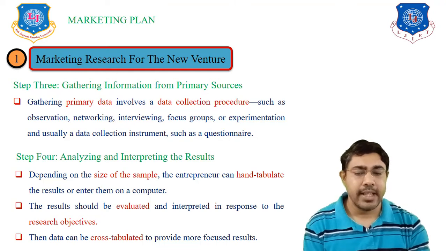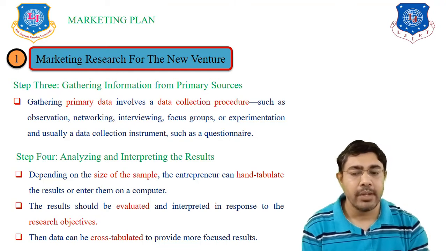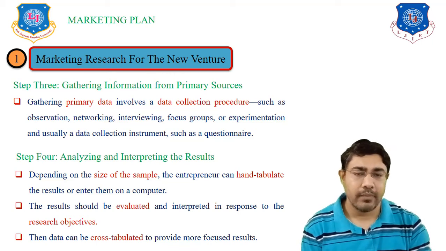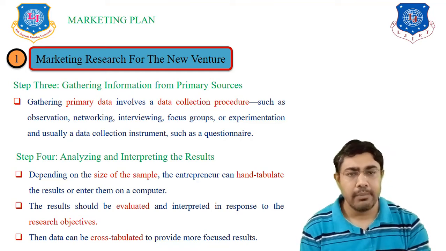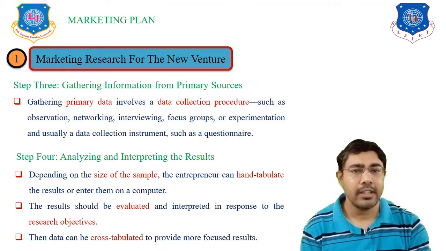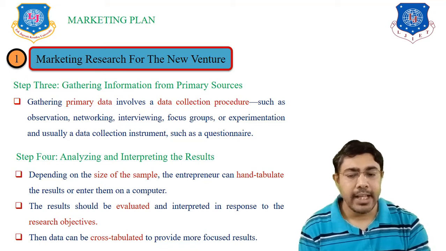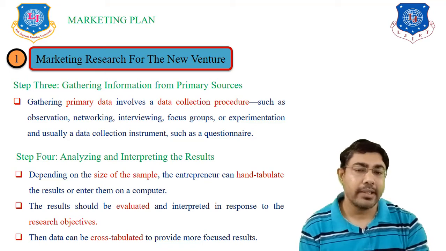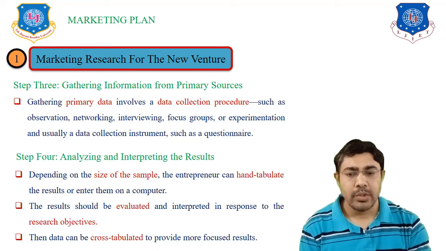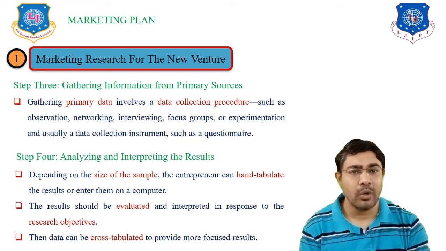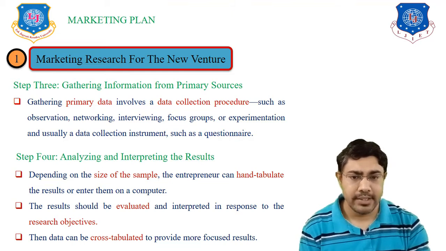So in this stage you have to keep in mind the research objectives, and according to the research objectives the evaluation of the results is done. So the evaluation and interpretation of the data is done with respect to the research objectives, and then the data can be cross-tabulated to provide more focused results. So these are the four steps in which you can go for marketing research.